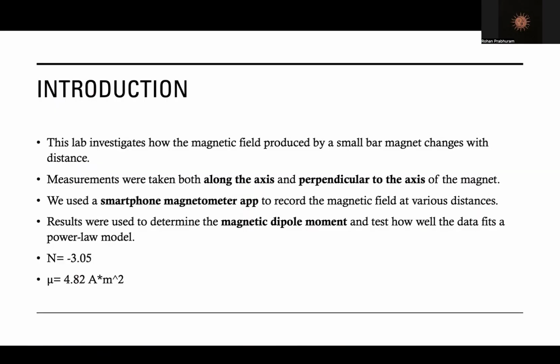In this experiment, we use a smartphone magnetometer app to measure the magnetic field at various distances both along and perpendicular to the magnet's axis. The goal was to analyze how the field varies spatially and determine if it behaves like a magnetic dipole. We also estimated the magnet's dipole moment and verified the inverse cube relationship between field and distance.